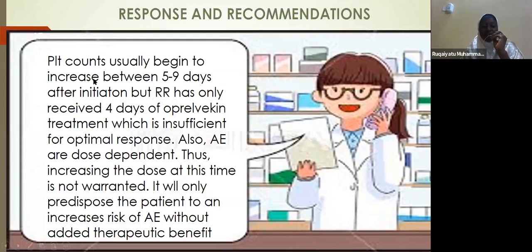However, RR has only received 4 days of oprelvecin, and therefore the duration of treatment is insufficient for optimal response. Also, adverse effects, like we said, are dose dependent. So increasing the dose to greater than 50 micrograms will increase the risk for those particular adverse effects, and is also not warranted. Therefore, we will recommend to the physician that he should withhold any increment in dose until these days of therapy have been exhausted, to see whether there is going to be any benefit or none before he can proceed.